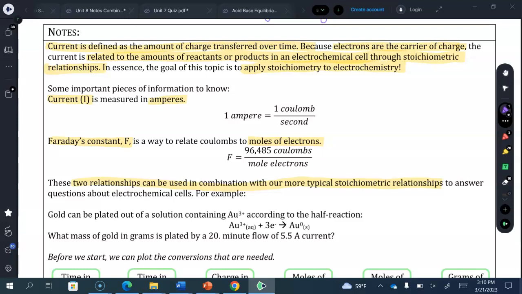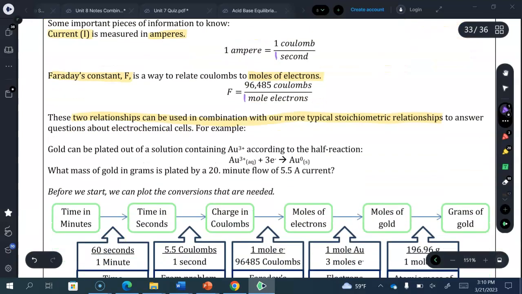Some important pieces of information to know is that current is measured in amps or amperes. So 1 amp is 1 coulomb per 1 second. Faraday's constant, F, is a way to relate coulombs, or the charge units, to moles of electrons. And so that many coulombs is 1 for every 1 mole.